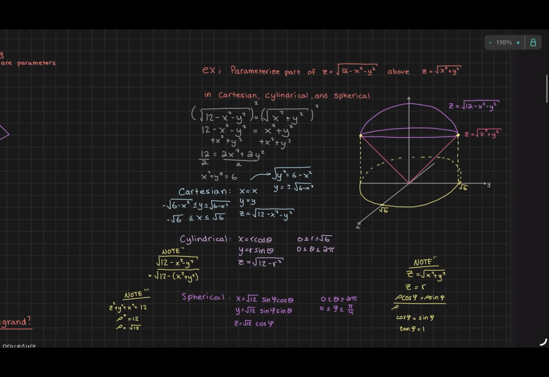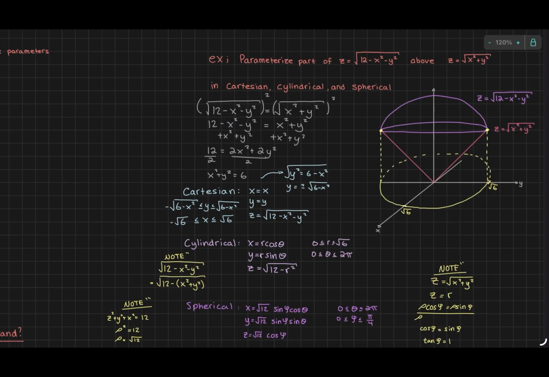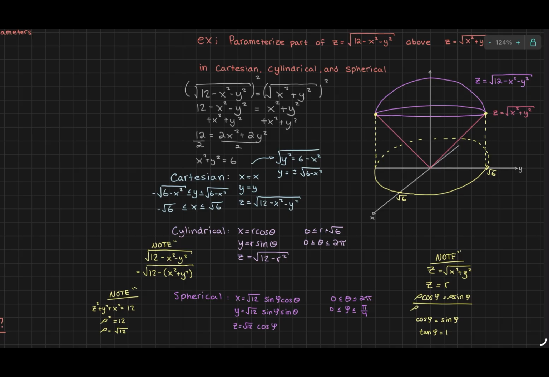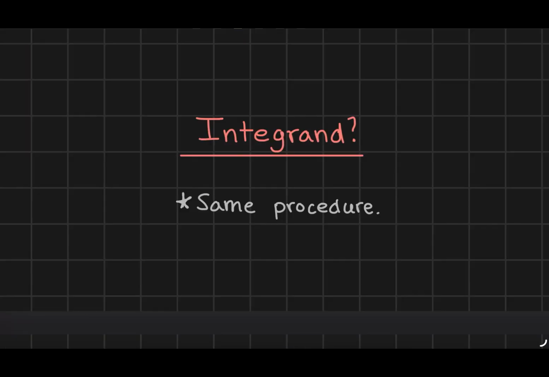So that right there is how you are going to parameterize, and I just want to make it known here that we realistically could have done the algebra with our z is equal to the square root of x squared plus y squared, or we could have done what I did and used z is equal to the square root of 12 minus x squared minus y squared. That's just something we can keep in mind whenever we're parameterizing two functions: we can use either one and we're going to get the exact same parameterization. It's just a matter of which one is going to be easier. So that kind of solves our question on how we're going to parameterize.